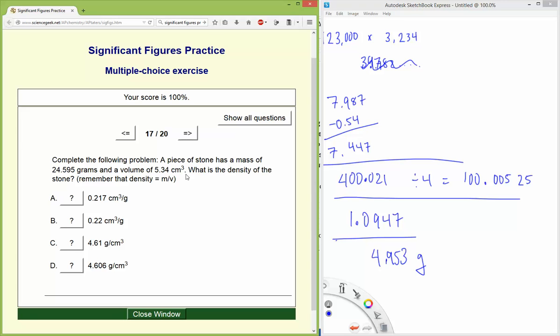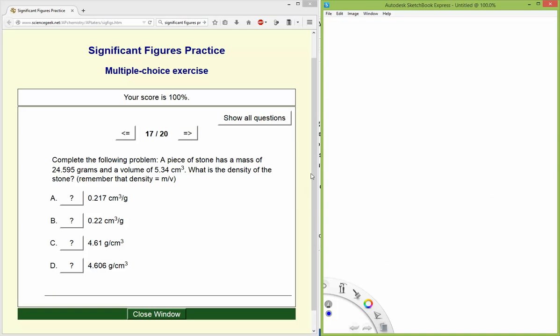A piece of stone has a mass of 24.595 grams and a volume of 5.34 centimeters cubed. What's the density? We're going to do mass over volume. Do we want to do 24.595 divided by the volume, or 5.34 divided by 24.595? Mass over volume, so 24.595 over 5.34, and it's grams over centimeters cubed. What do we get? You punch this into the calculator and you get 4.6058. Okay, so grams per centimeters cubed.